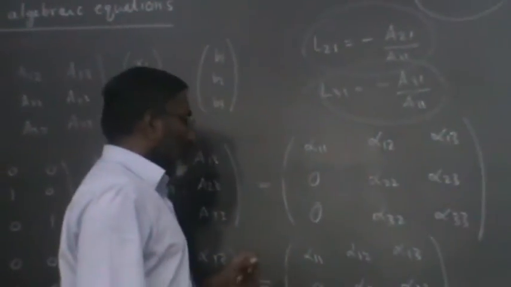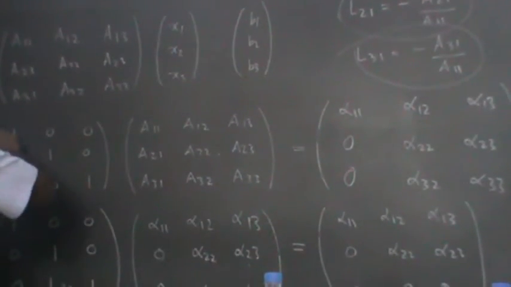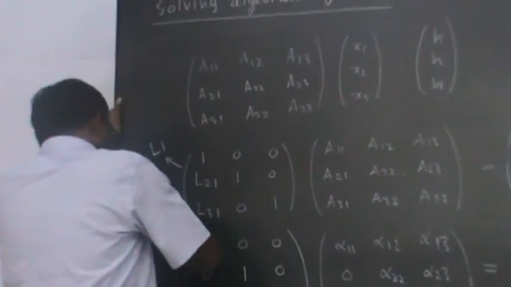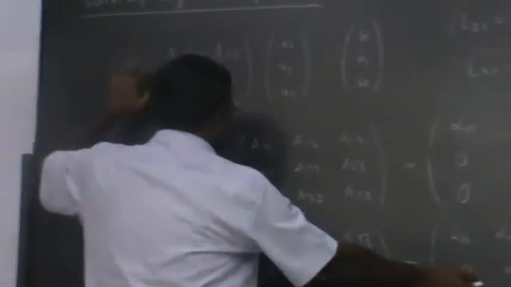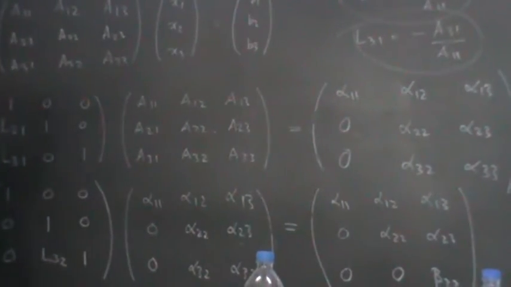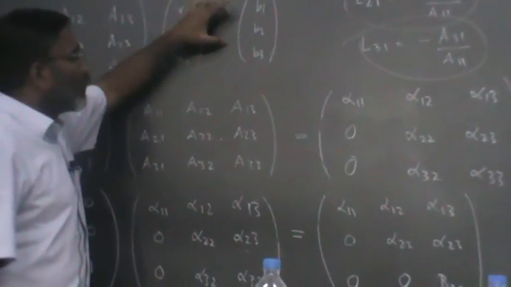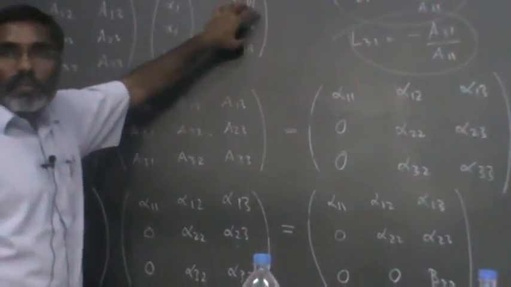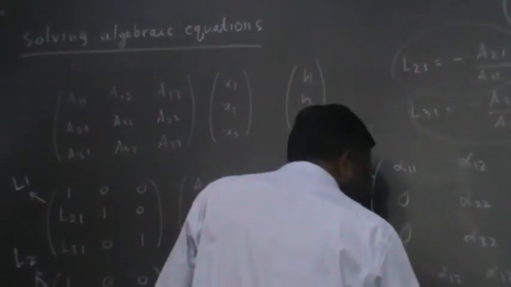Once you have this triangularization, I have taken this matrix and multiplied. I will call one matrix L1 and the other matrix L2. Essentially, I got this matrix from the original matrix by multiplying L1 and then multiplying L2. So I must do the same thing here: first multiply with L1, then multiply with L2. So the right-hand side is also going to change. Correct?